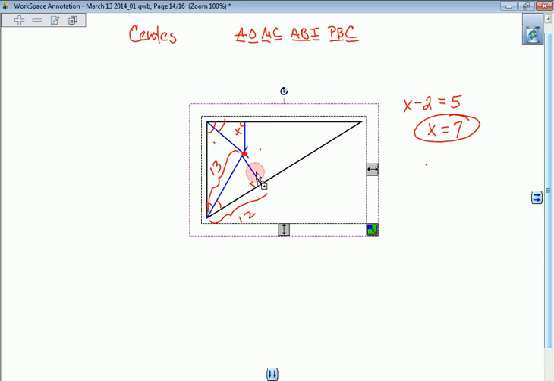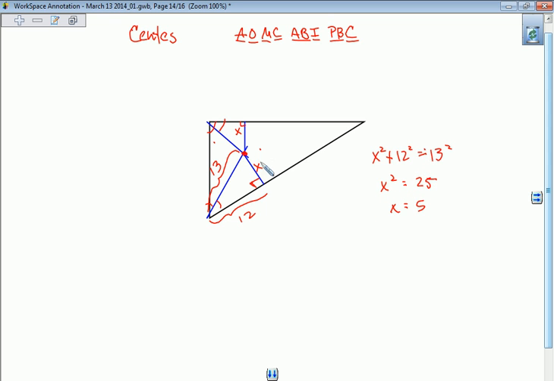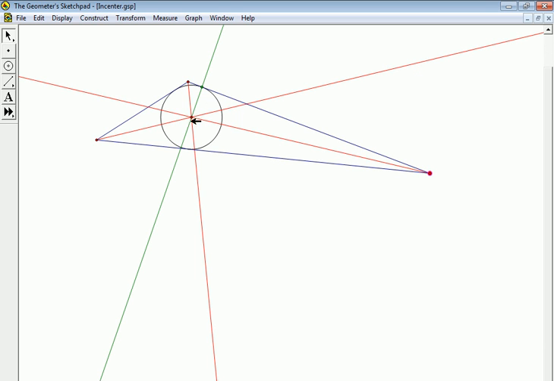You do the Pythagorean theorem. x squared plus 12 squared equals 13 squared, and so x squared equals 169 minus 144. x is 5. So if this distance is 5, this distance must also be 5 because the incenter is equidistant to the sides.